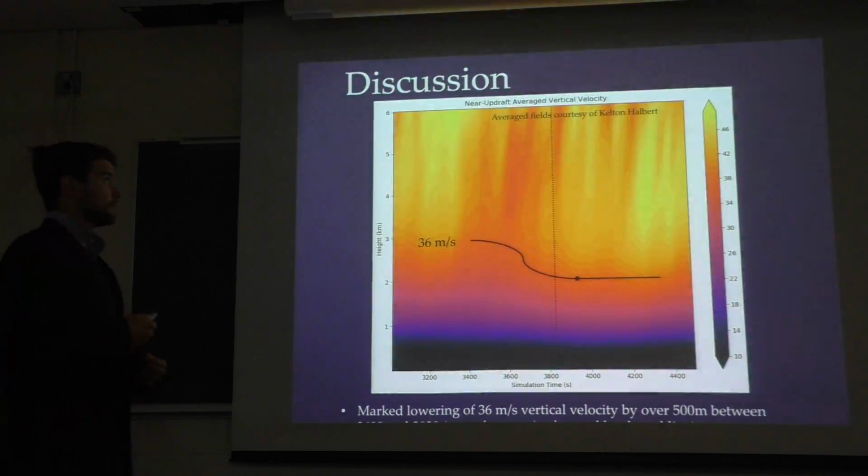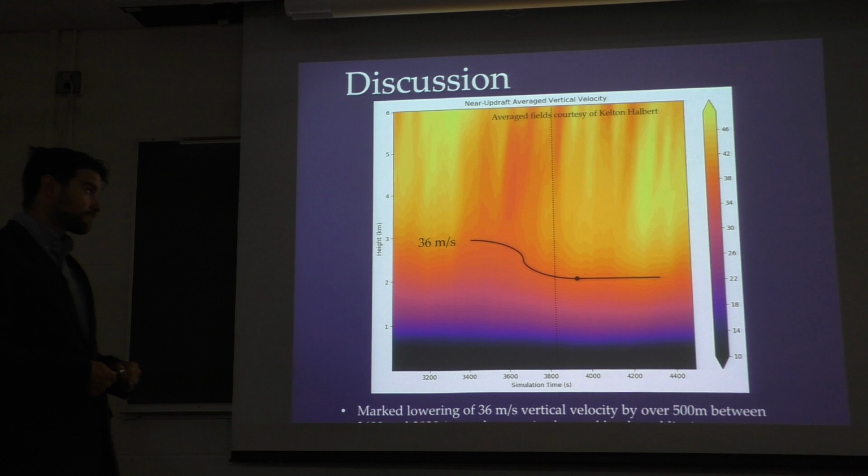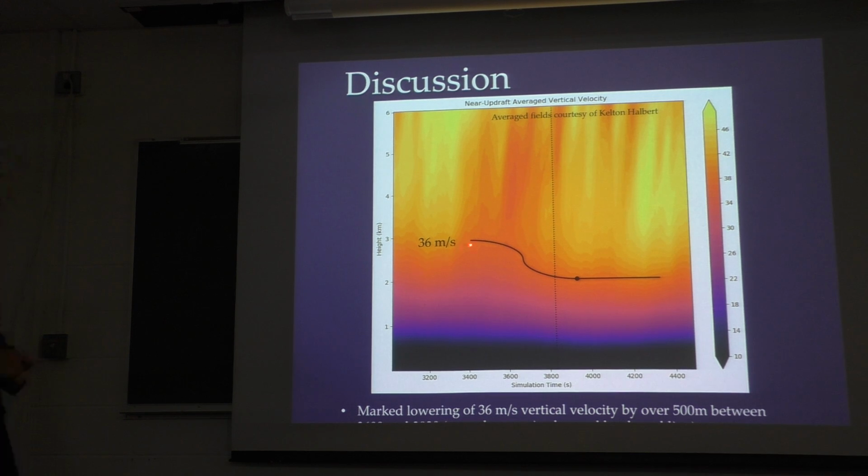So this is for vertical velocity, and this line denotes the 3,600 meter isosurface or isoline, whatever you want to call it. And notice that there's a pretty significant lowering of this area of 36 meters per second. The dotted line denotes the time of tornadogenesis, and pretty much as soon as this thing lowers and starts to level out, the tornado gets going.